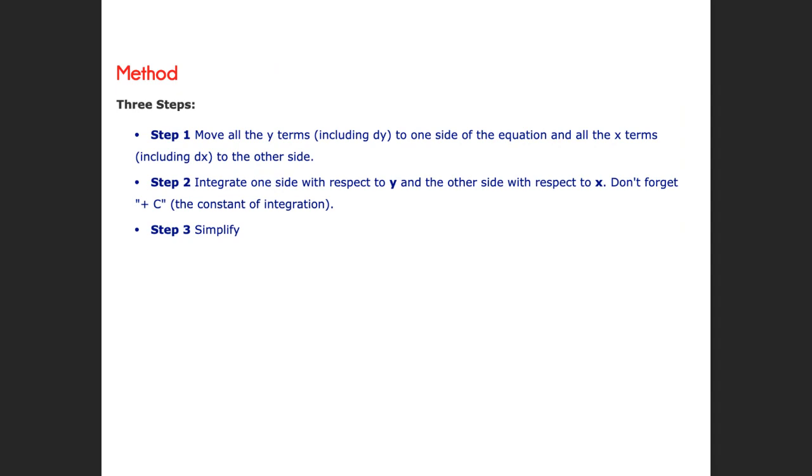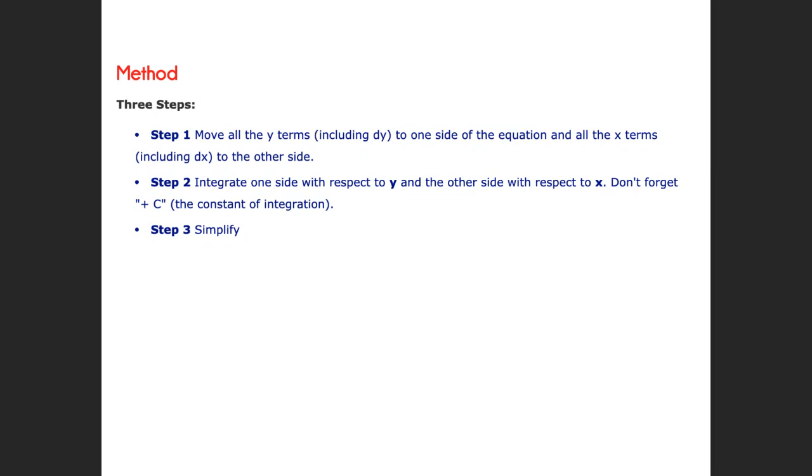So what are the steps? Step number 1, move all the y terms, including the dy, to one side of the equation, and all the x terms, including the dx, to the other side. Okay, so you just move them. Step 2, integrate one side with respect to y and the other side with respect to x. Don't forget to add c, the constant of integration. And then step 3, simplify. Okay, sounds easy enough. I mean, only 3 steps. How hard could it be?